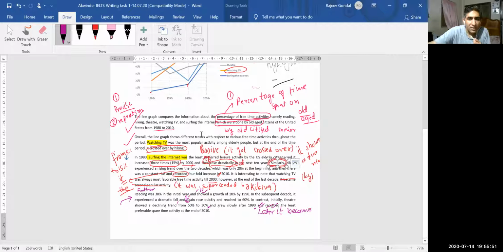Just small mistakes, as I told. Whenever you are talking about any trend, you are supposed to write it in passive voice. Passive voice means it got increased, it got crossed over by, it reached the highest point, right? So you are supposed to use passive voice, as we have seen here. And there should be clarity in your depiction. In the line, "the line graph compares the information about percentage of free time, percentage of time spent on free time activities." Those kinds of things need to be taken care of.